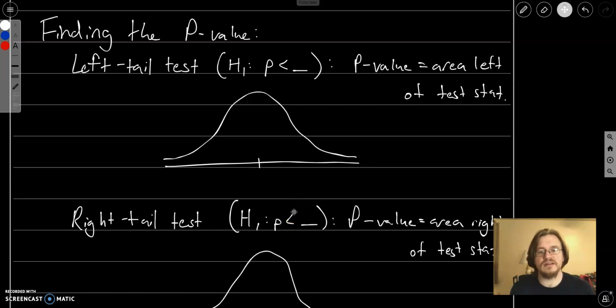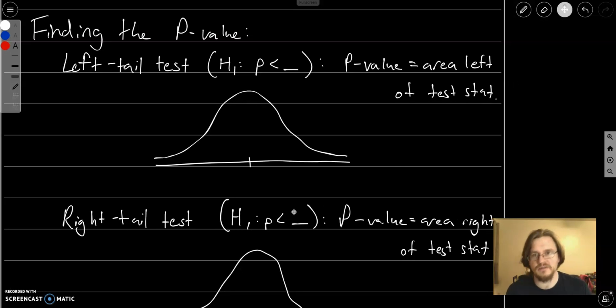Hello and welcome back. We'll continue looking at hypothesis testing involving proportions. And one thing I do want to reiterate is how to find the p-value before we do one more example.